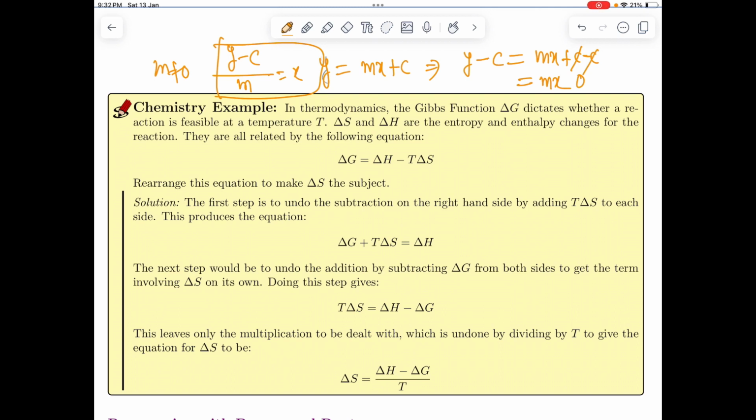This rearrangement is often used throughout equations, and one of the favorite examples is thermodynamics, where the Gibbs free energy is given by delta H minus T delta S.